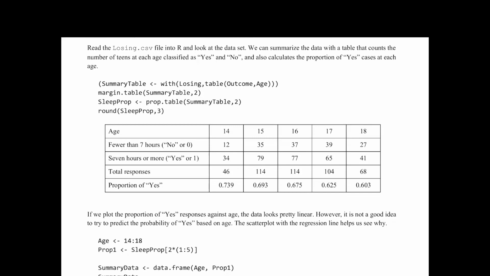Alright, so the first thing I did, and again you can pause this video and run this code, or maybe you started by running all the code yourself and now are going through the video. Whatever way works for you is fine. So these commands kind of summarize what was in the table. So for example, for all the 14-year-olds, 34 of them were coded as a 1, that yes, they got 7 or more hours of sleep a night, which is 0.739, or about 74% of them.